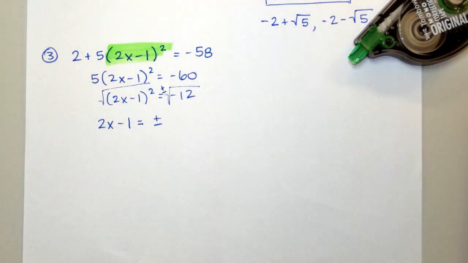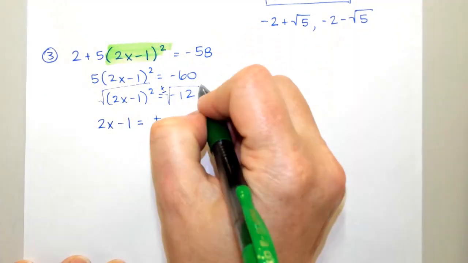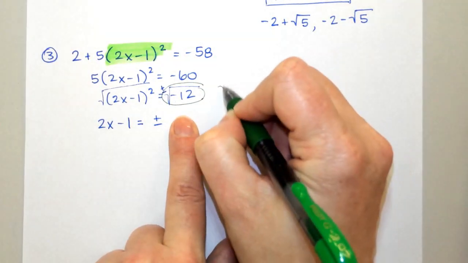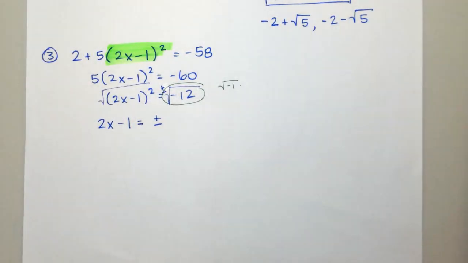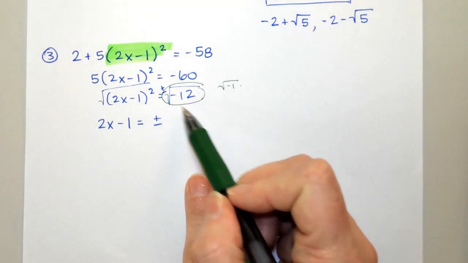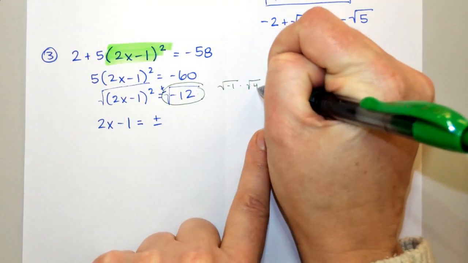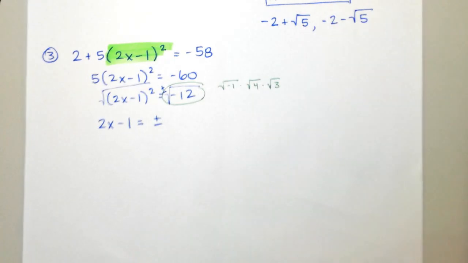And it might help to start simplifying the radical now. So my goal is I want to look for any perfect squares that divide into negative 12. And I also want to think of that negative as like the square root of negative 1. So what is the biggest perfect square that divides into 12? Yeah, so I think of this as times the square root of 4 times the square root of 3.